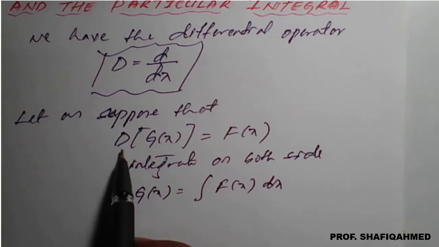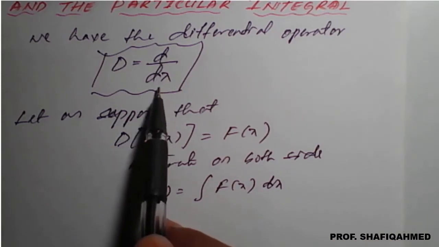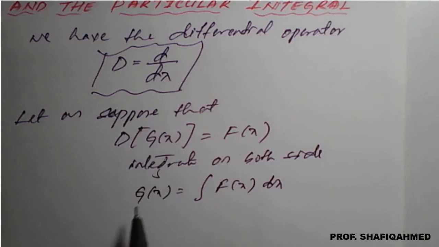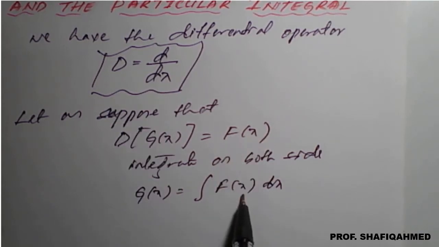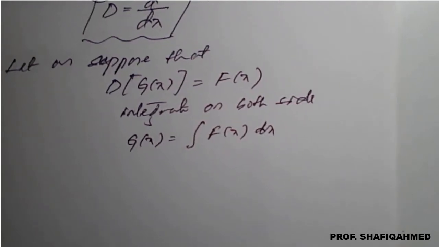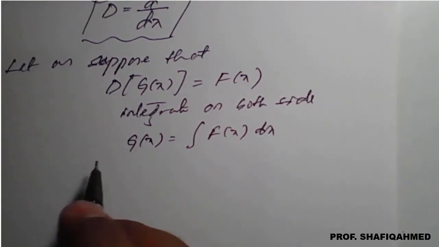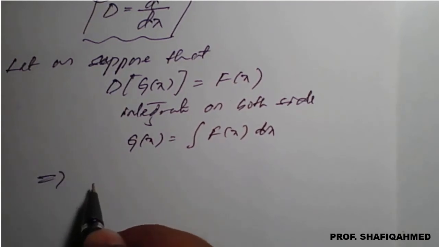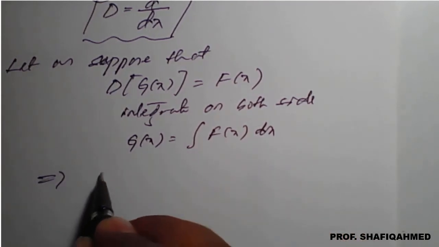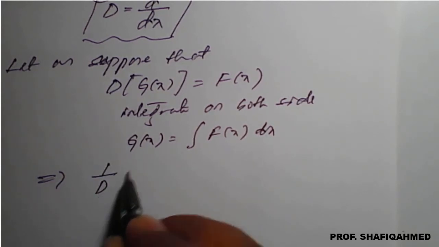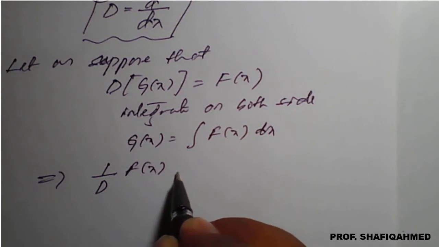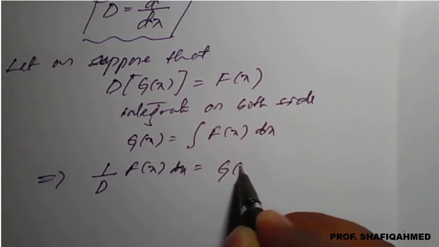So here why did D go away? D is nothing but d by dx. So integration of d by dx with respect to x is always the given function, which is g of x. So we get the integration of f of x dx. Therefore, cross multiplying, equivalently the same thing we can write as 1 by D times the function f of x dx is equal to g of x.